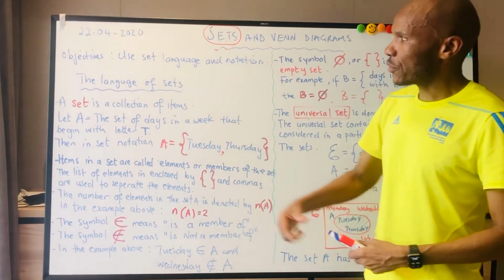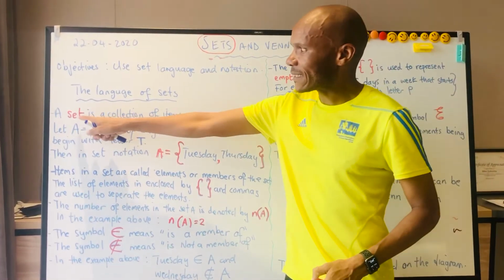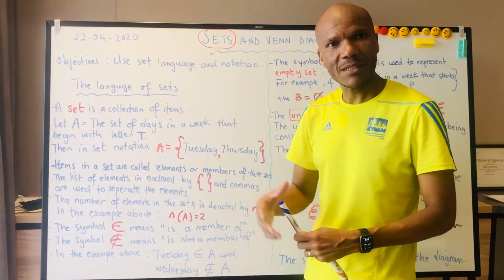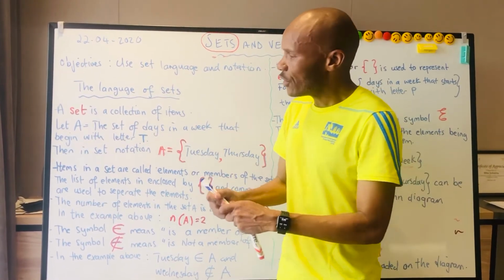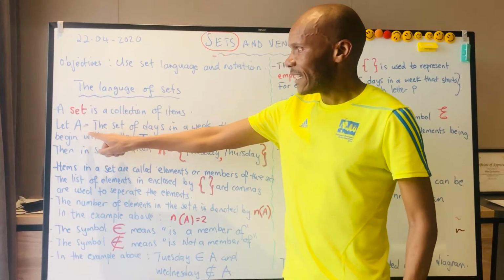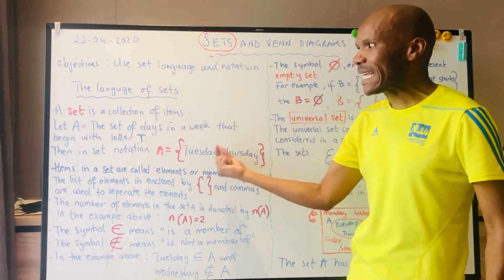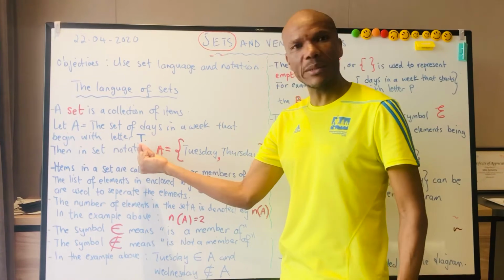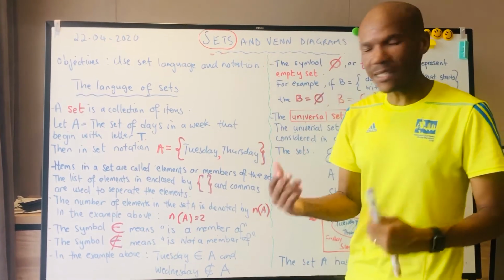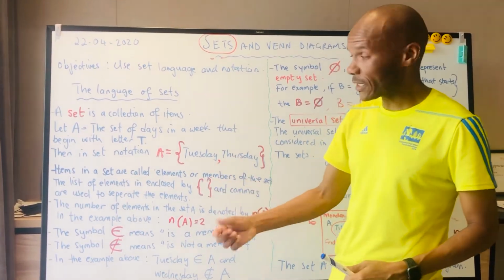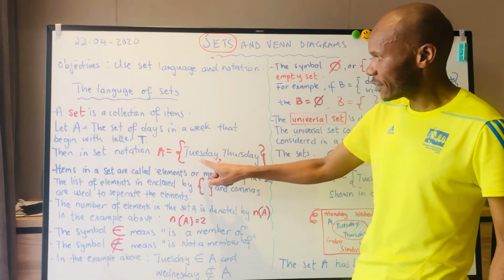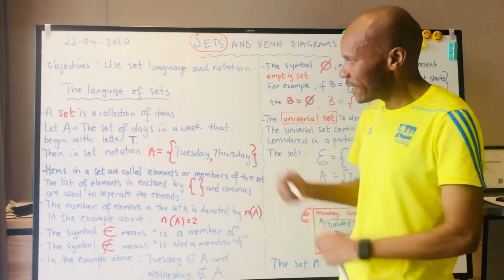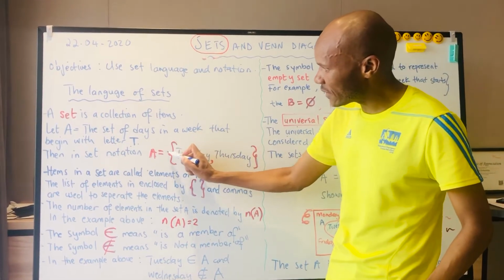Okay? So what is a set? A set is a collection of items. Let's say you have set A, and set A is a set of days in a week that begin with T. So how many days in a week begin with T? So that means you've got set A that has Tuesday and Thursday, and this is how you denote it.